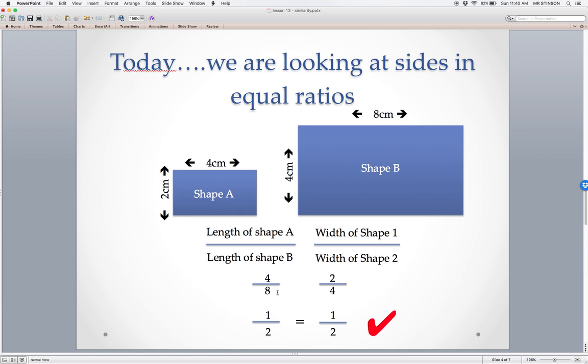So the ratio of the length of each of the shapes was 4 over 8, which can be simplified to 1 over 2, and the width of each shape, or the matching sides within the widths, was 2 over 4, and this can also be simplified to 1 over 2. If the ratios, or fractions as you may like to think of it, between two pairs of matching sides are equal, i.e. 1 over 2 is equal to 1 over 2, then these two shapes are similar. So this is what we look for.